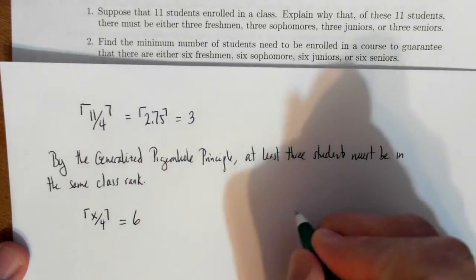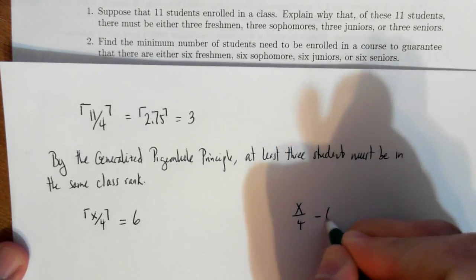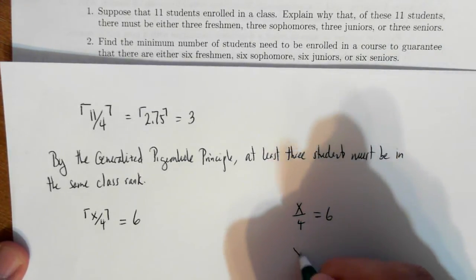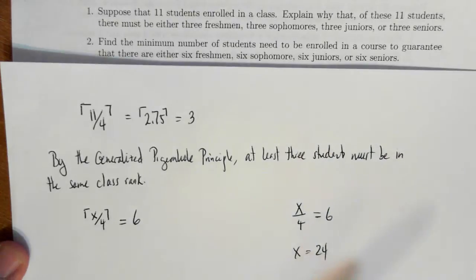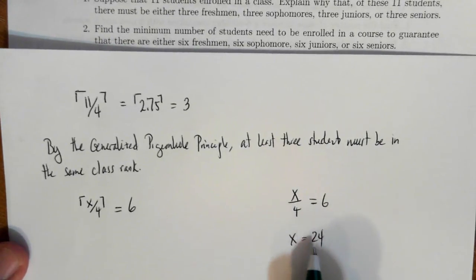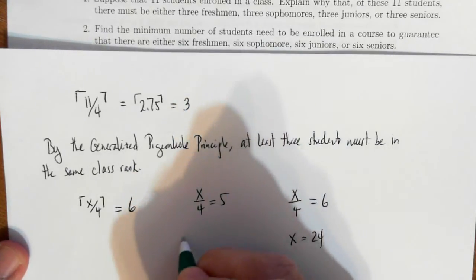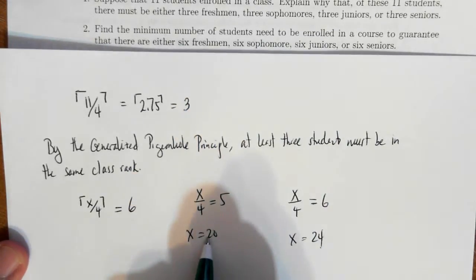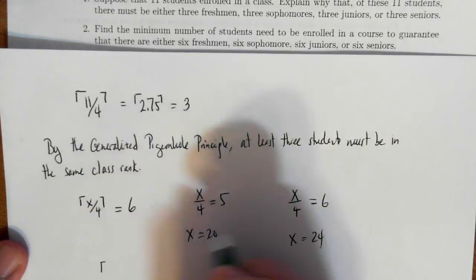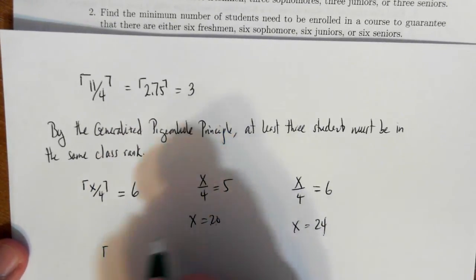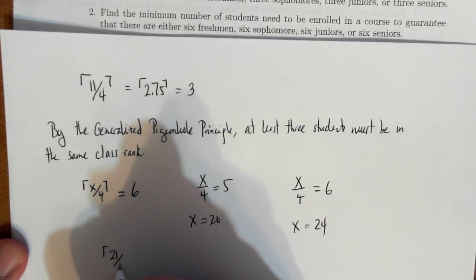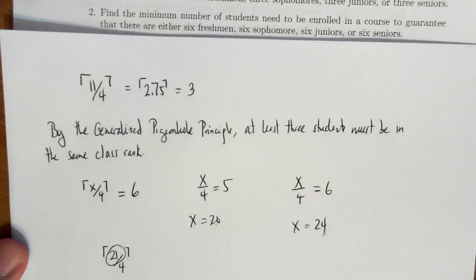If the problem was simply x over 4 equals 6, then clearly the answer is x equals 24. However, we can actually go a little bit smaller than that. If I solve x over 4 equals 5, then I would get x equals 20. So it turns out the answer is the next number up from this, 21 over 4. So the answer is 21.